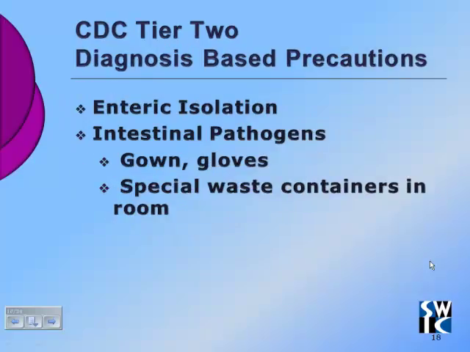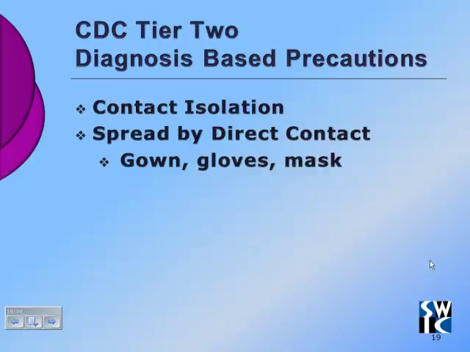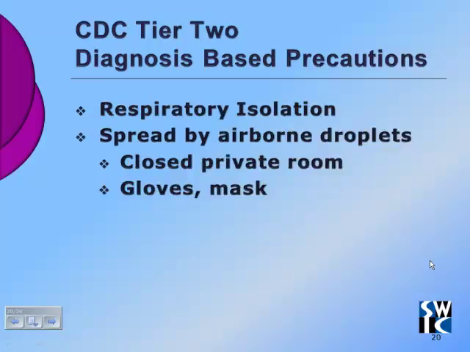Enteric isolation is used for patients with intestinal pathogens. This requires the wearing of a gown and gloves, and there are special waste containers in the room for discarding contaminated items. Contact isolation is for infections that are spread by direct contact. You will be required to wear a gown, gloves, and mask when you're in these rooms.